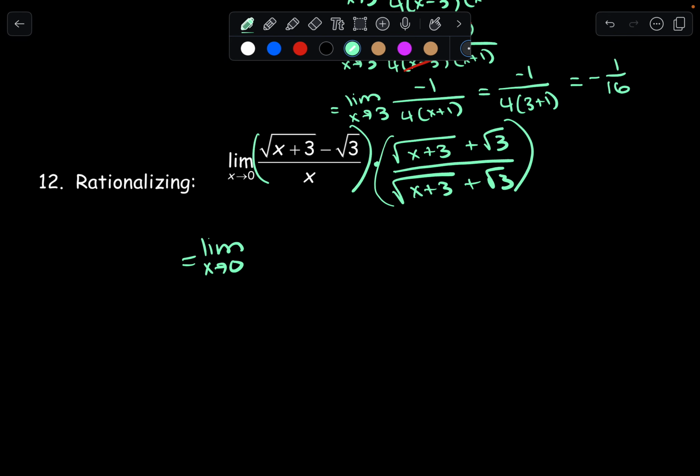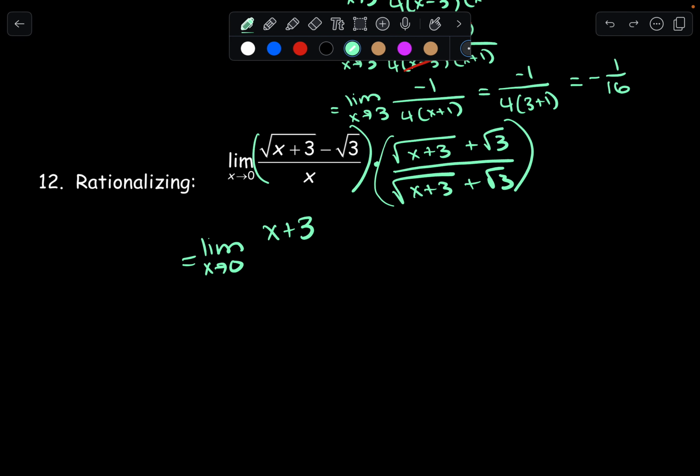Within the numerator, we're going to double distribute, all right? So square root of x plus 3 times the square root of x plus 3, that's going to result in just x plus 3. Next, we have the square root of x plus 3 times the square root of 3. And then after that, we have negative square root of 3 times the square root of x plus 3. Those two terms are going to cancel out. The first one was positive, this one is negative, so they always cancel out.